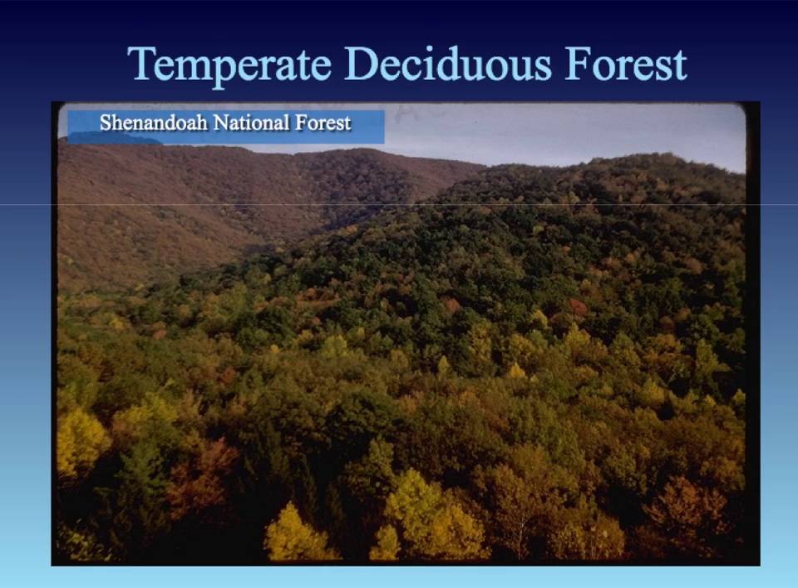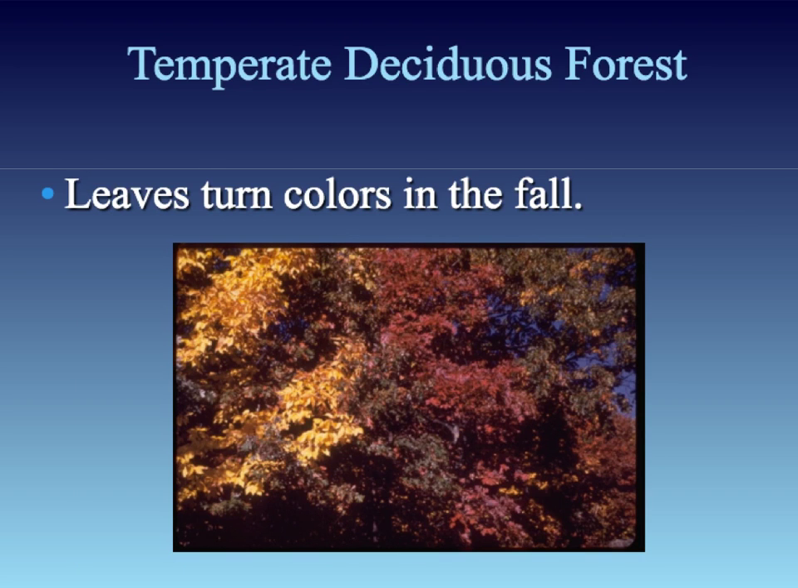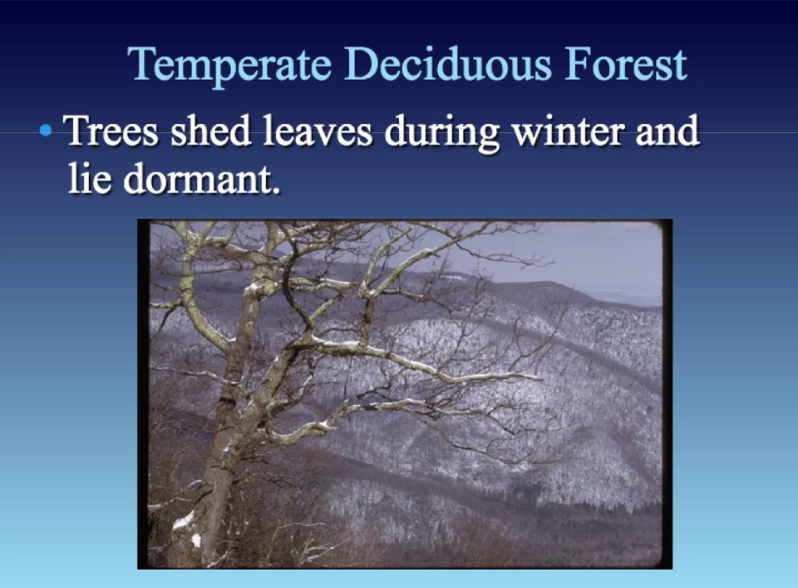The next biome that we're going to talk about is the temperate deciduous forest. These forests are the ones that you can find around here in the North Georgia mountains. You can tell that you're in a deciduous forest because the leaves will turn really beautiful colors in the fall. You'll get some nice oranges and yellows and reds, and they are really pretty in the fall. The trees will lose their leaves during the winter time and go dormant.